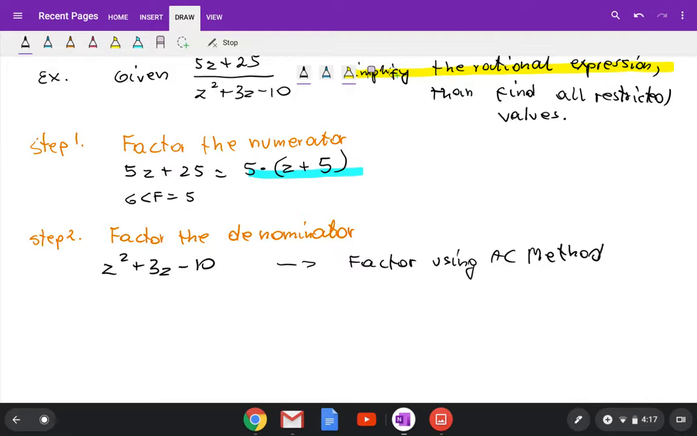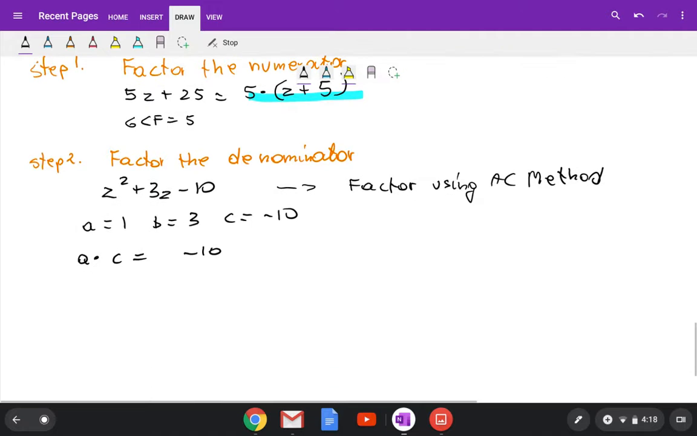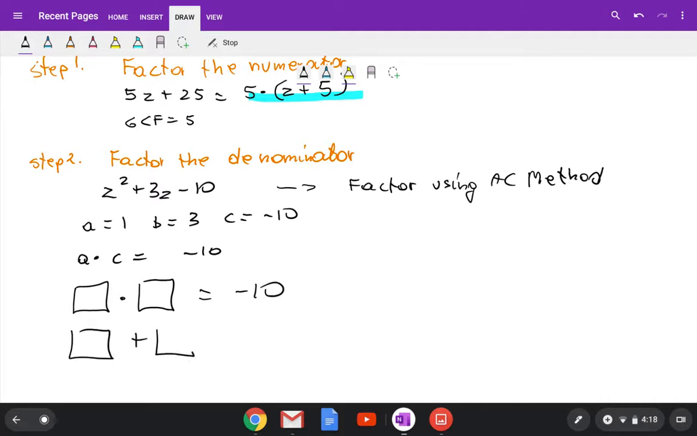Okay, so let's review. A is equal to 1, B is equal to 3, C is equal to -10. A times C is equal to -10. We're going to find two integers which by multiplication will give you -10, and the same two integers by addition give you B, which is 3. So what's going to work? 5 and -2.